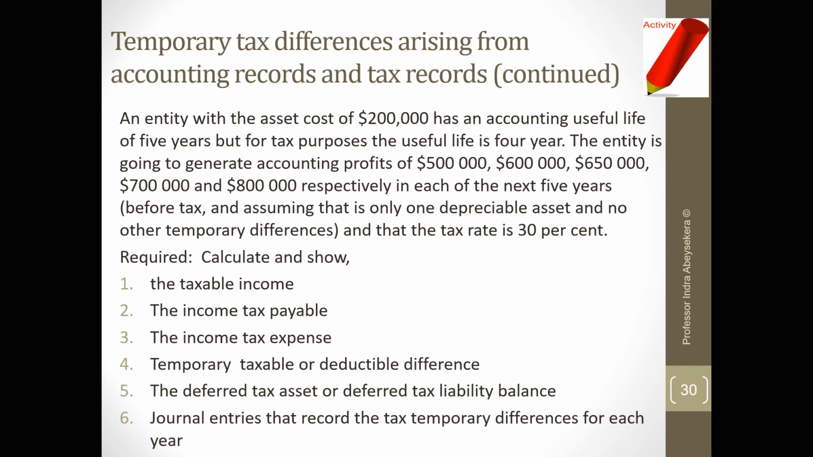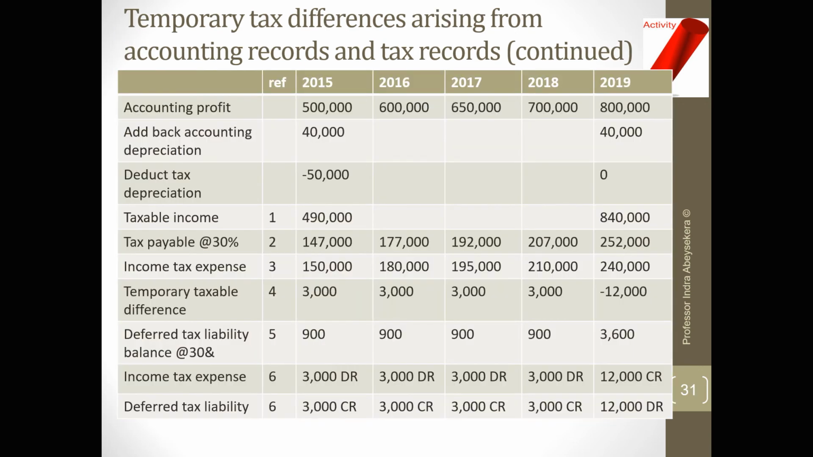So this is another activity that you can conduct. In this activity, you find that this entity is going to generate profit in the next 5 years, and it requires you to look at the taxable income, tax payable, income tax expense, and temporary taxable or deductible difference, to find out whether it's a deferred tax asset or deferred tax liability, and then write journal entries that record those temporary tax differences for each year.